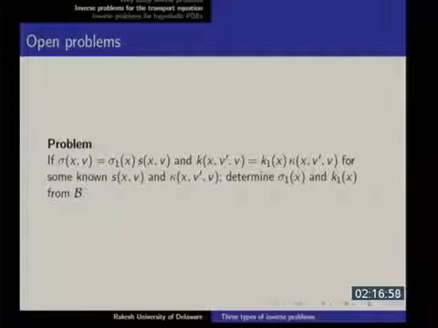And the question is, what do you know? And no one has answered that. The survey paper has some partial results on this, but this whole problem has not been solved. I'm just talking of uniqueness, not even reconstruction. So this is one open problem in transport.